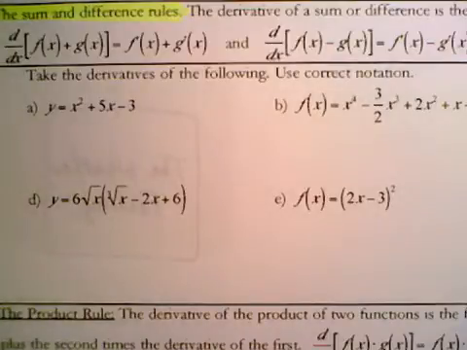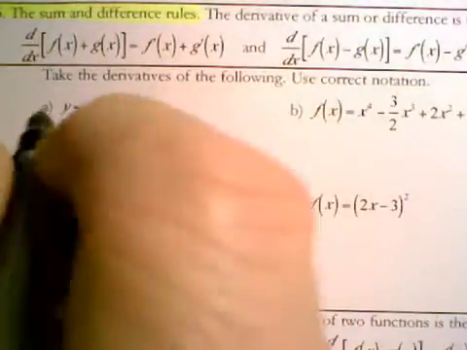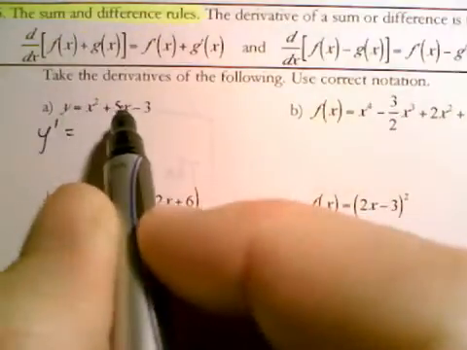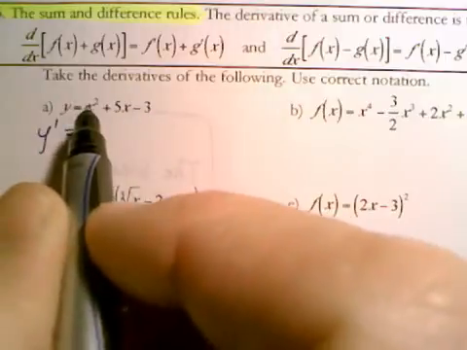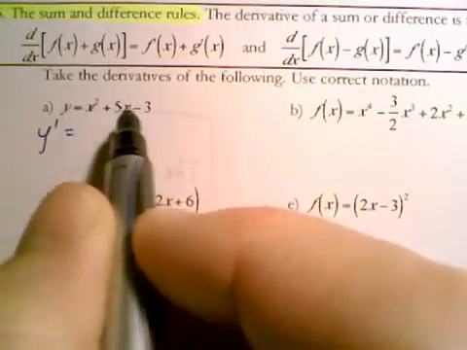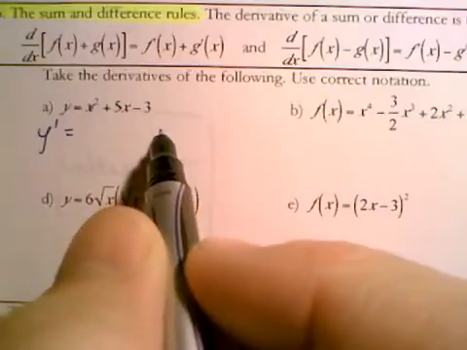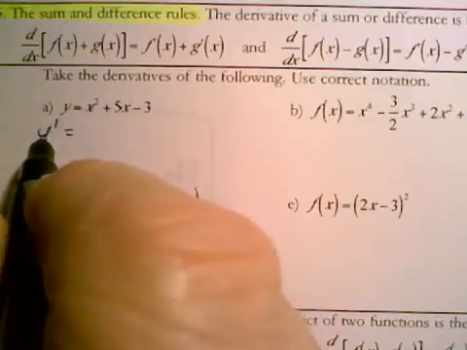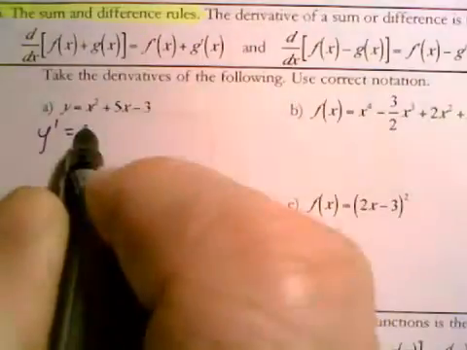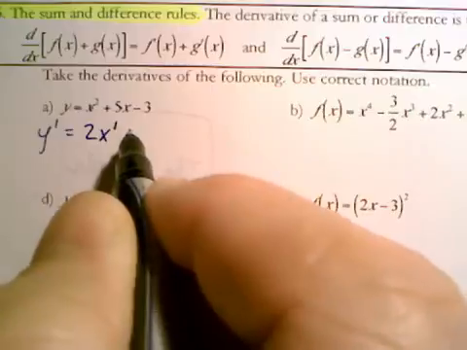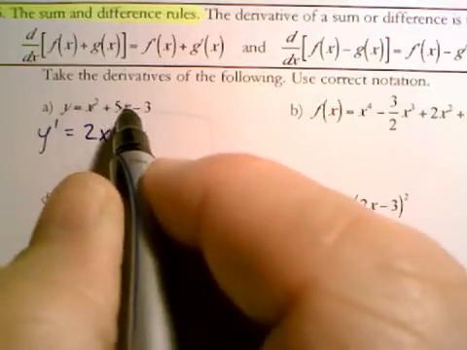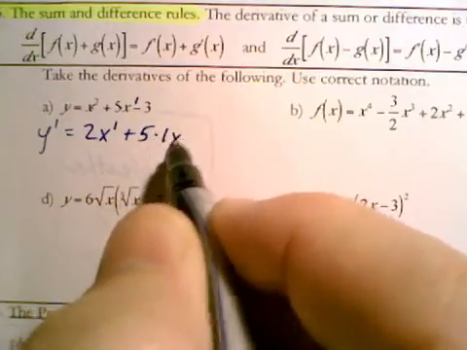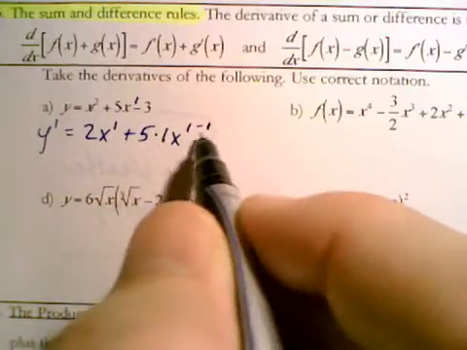Okay, so this first one, A, we have y equaling x squared plus 5x minus 3. In other words, we can take the derivative of each separate term and then just put it all in one and be done with it. So the derivative of y, or y prime, is equal to the derivative of x squared, which is 2 times x to the first power, plus the derivative of 5x. So that's 5x to the first power. So we have 5 times 1 x to the 1 minus 1, which is x to the 0.